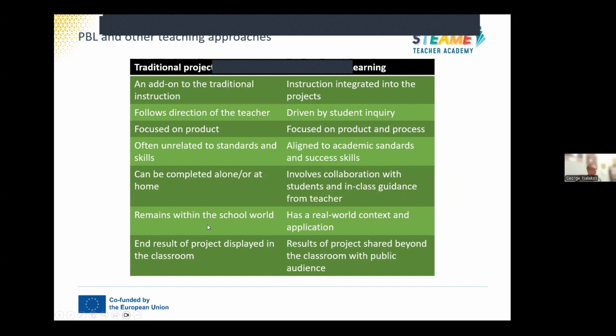And this is how we present our results. Usually projects remain in the schoolwork, in the classroom, while in project-based learning, since the problem is relevant to the real world, maybe to some problems the school faced, it can be addressed to the school or to the society where the school is.